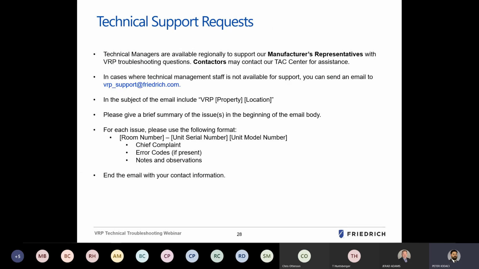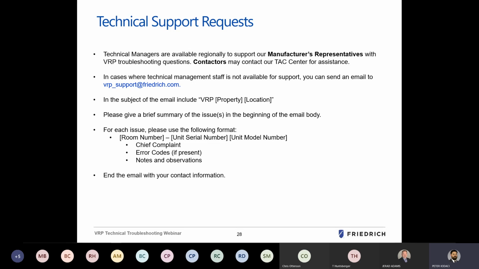That wraps up our slides on diagnostic codes. It's important to remember to have patience when working on the VRP and keep your refrigeration theories and methods close by. On those tough situations where you need additional support, our VRP technical management team is here to assist you through these issues. At Friedrich, each manufacturer's rep agency is assigned a technical manager by state.